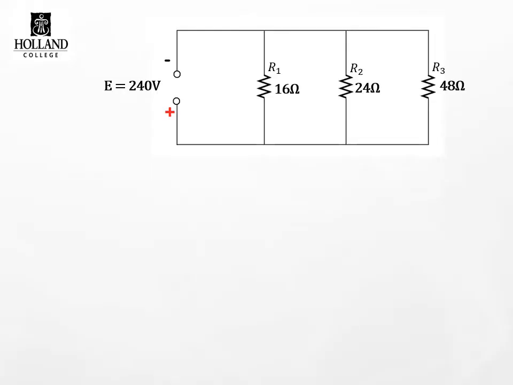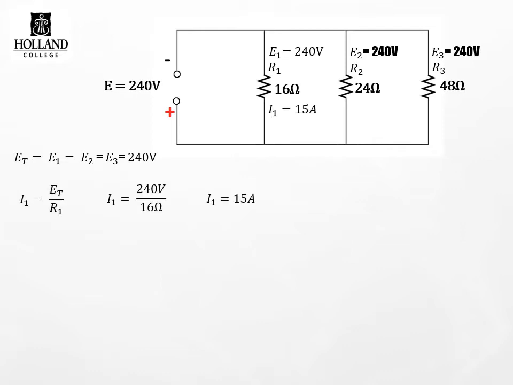Here we have a parallel circuit with 3 resistors, 16 ohms, 24, and 48 ohms respectively. They're connected to a 240 volt source. So, each resistor will get 240 volts worth of voltage across them.